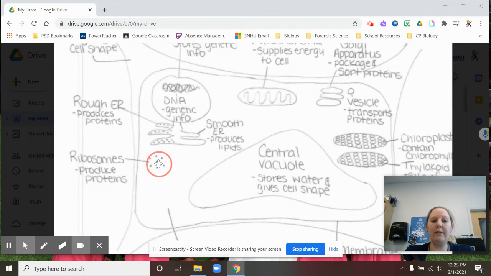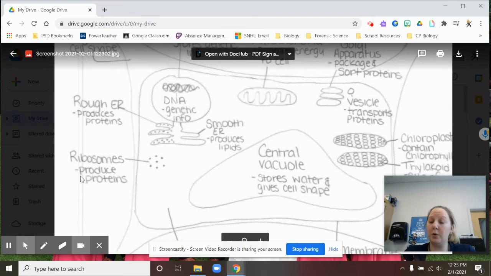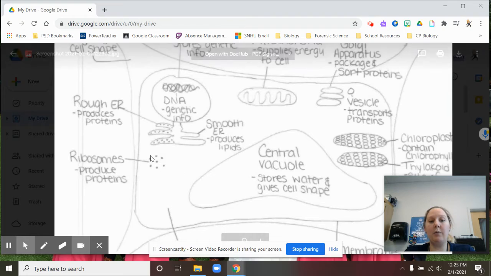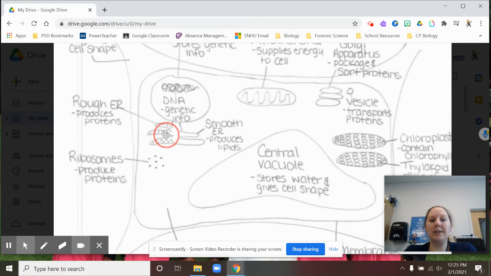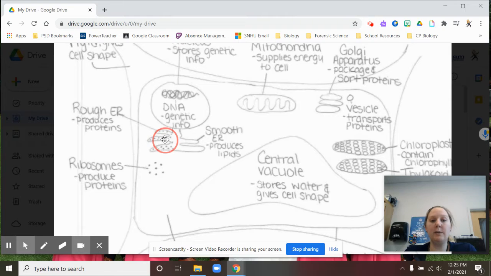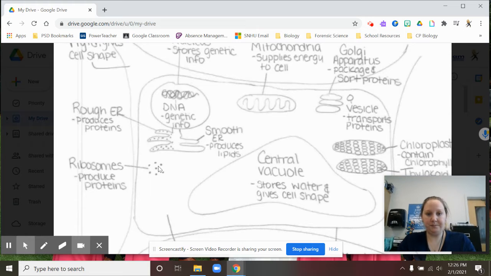Additionally, we do have some free-floating ribosomes. Their job is to produce proteins. The difference between the ribosomes that are in the cytoplasm and those that are on the endoplasmic reticulum depends on what type of protein they are making. If they are making proteins that are going to stay in the cell, they're going to be found on the endoplasmic reticulum. If they are making proteins that are going to be leaving the cell, they will be found in the cytoplasm.